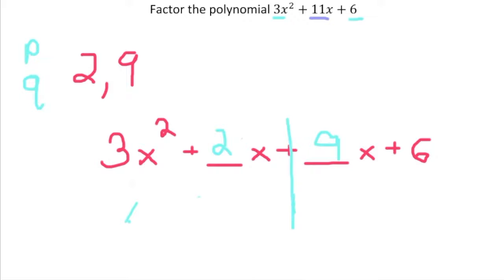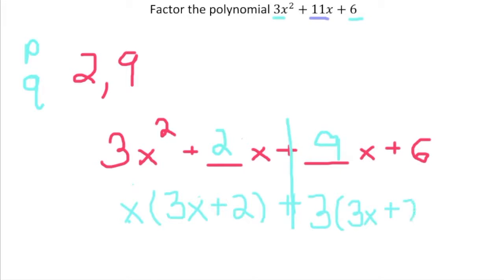So on the left side, the only thing that we can factor out is an x, because they both have x in common. That leaves 3x plus 2. And then on the right side now is what we're going to be looking at. What they have in common is a 3. So that leaves us with 3 times 3x plus 2.